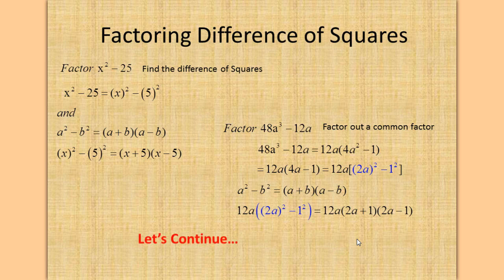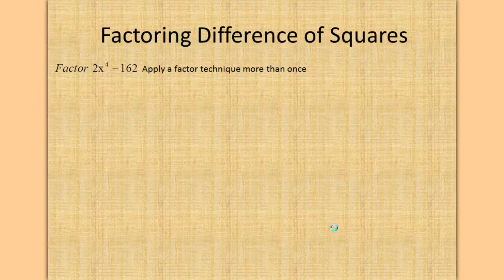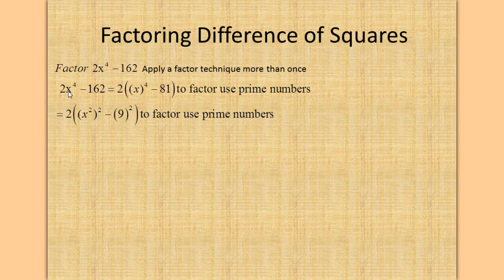Okay. Let's continue. Let's factor 2x to the fourth minus 162. We're going to apply a factor technique more than once. This is just an example of what kind of equations you may come into contact with. So, okay, let's factor out common factor. Well, 2 is a common factor. So 2 times x to the fourth is 2x to the fourth, and 2 times 81 is 162. So we see 2 is a common factor.